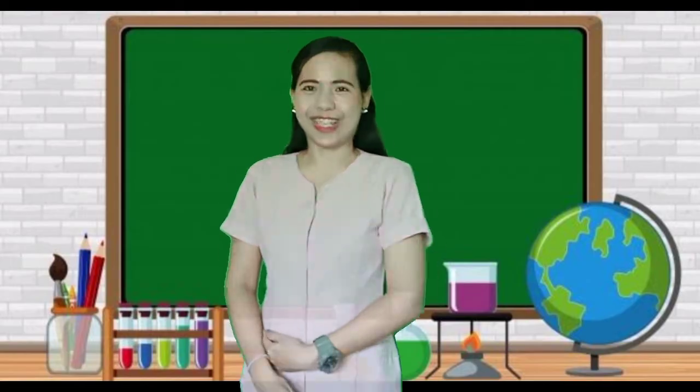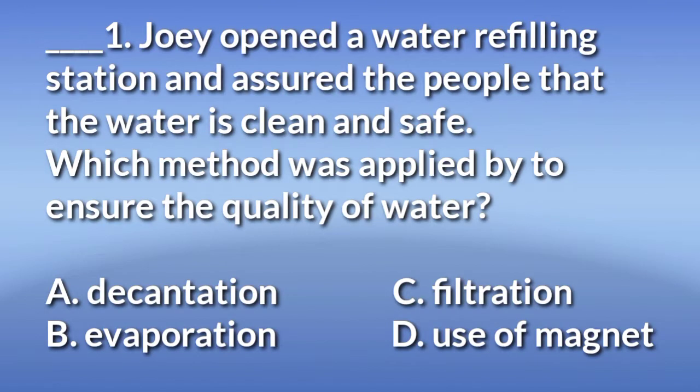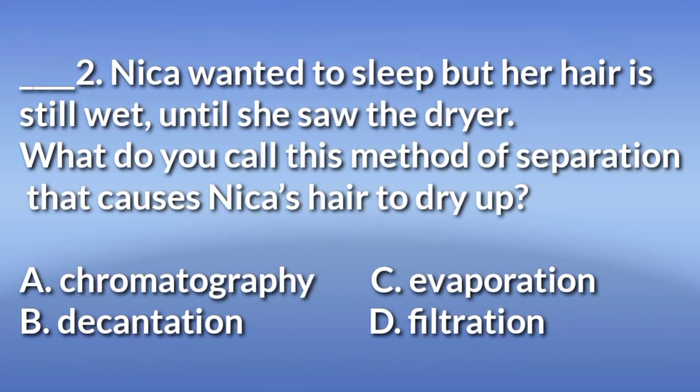Let's try to answer this. Read the questions carefully. Choose the letter of the correct answer. Number 1. Joey opened a water refilling station and assured the people that the water is clean and safe. Which method was applied to ensure the quality of water? 2. Nika wanted to sleep but her hair is still wet until she saw the dryer. What do you call this method of separation that causes Nika's hair to dry up?